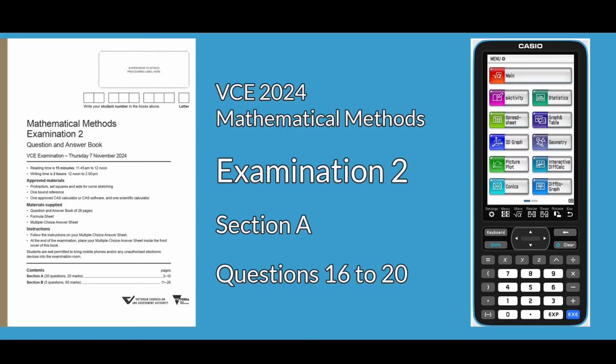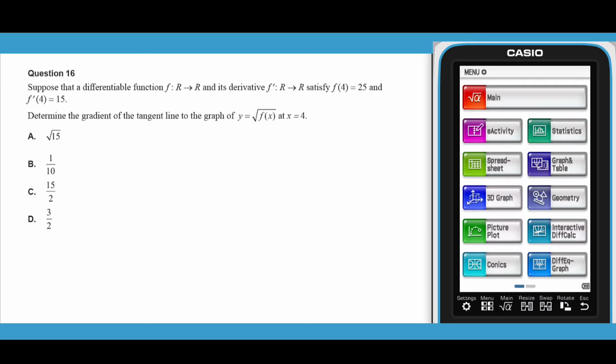This video will present solutions to the VCE 2024 Mathematical Methods Written Examination 2, Section A, Questions 16 to 20. Question 16 provides us with some information about some function f of x and its derivative f'(x), specifically their values at x equals 4. Based on this, we need to determine the gradient of the tangent line, in other words, the value of dy/dx at x equals 4 if y equals the square root of f of x.